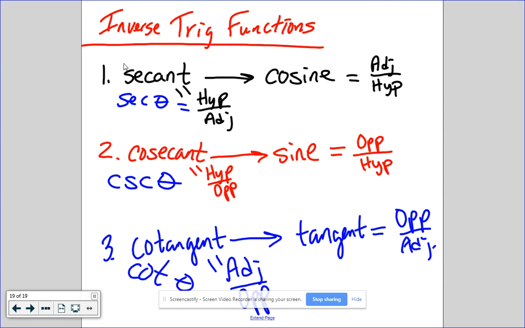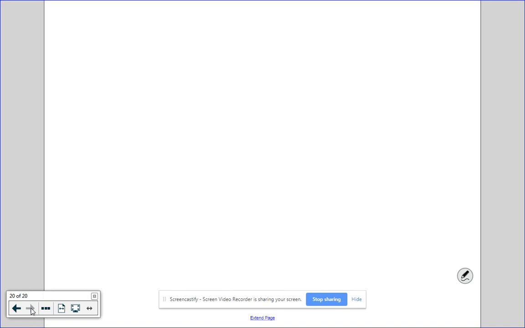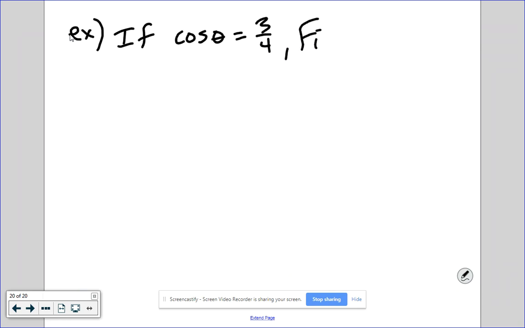So we ended class yesterday talking about the inverse trig functions, secant, cosecant, and cotangent. All right? So I want to start by doing an example so you're aware or have at least seen how I could ask you to do a problem using those trig functions. So, all right, here's our first example.